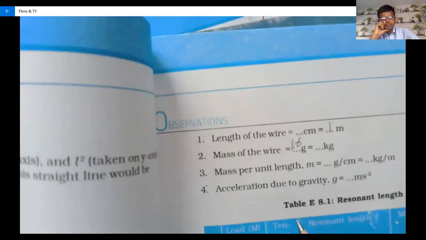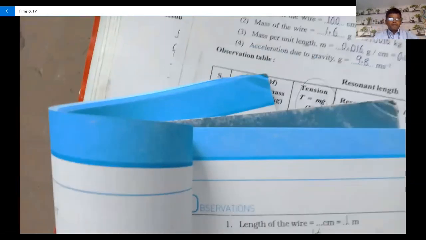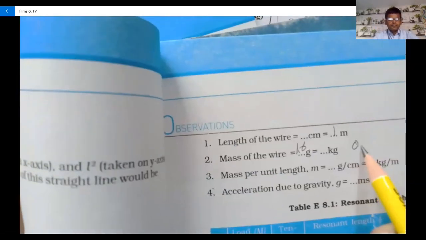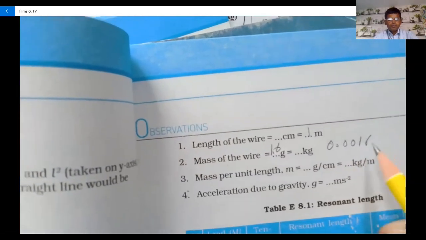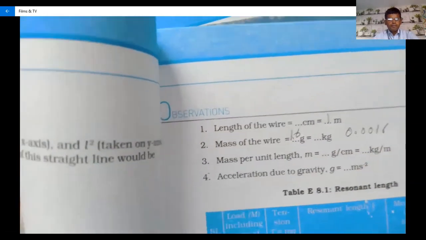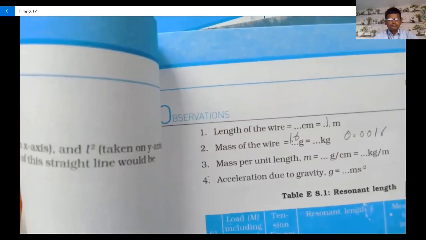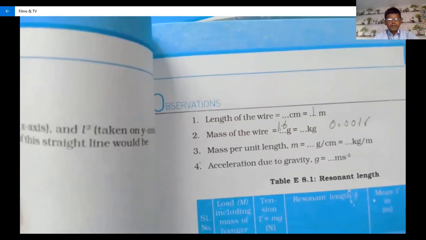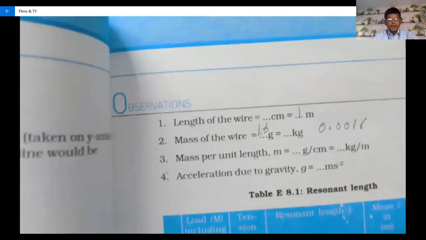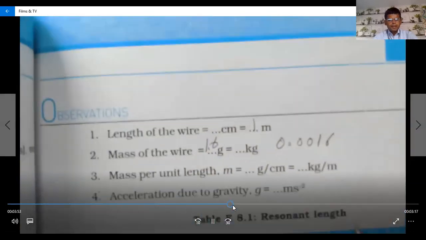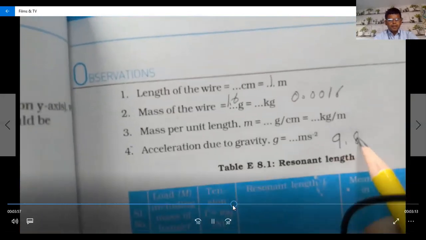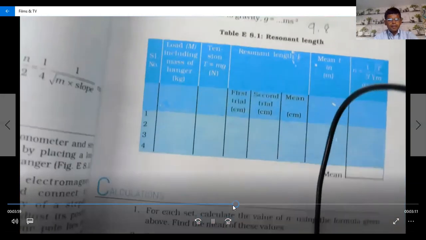And then after we convert, it is 0.0016 kilogram, mass per unit length. So again we calculate here. Now the value of g, we know, is 9.8 meter per second square.